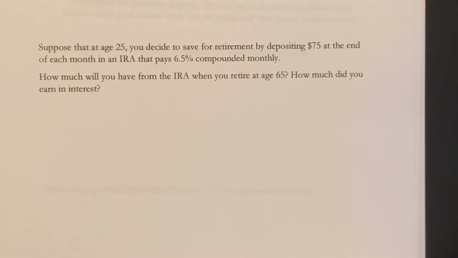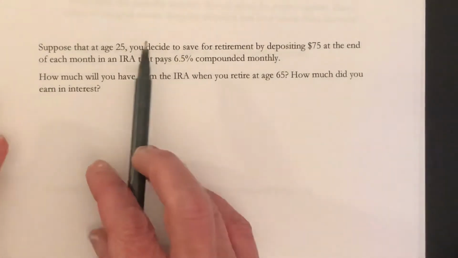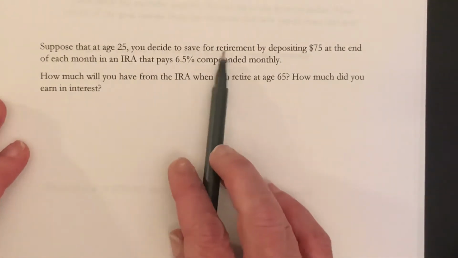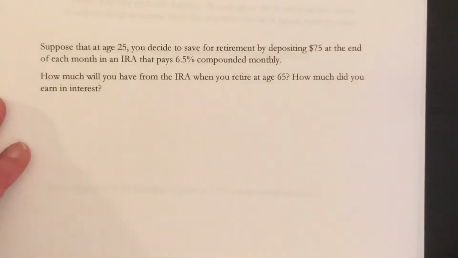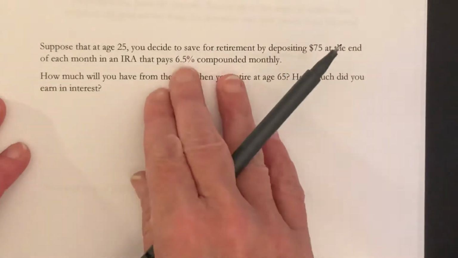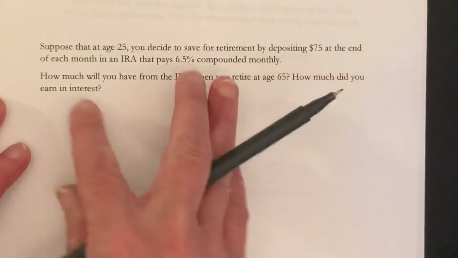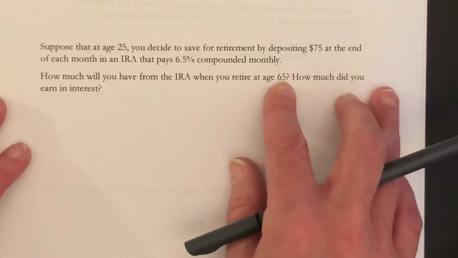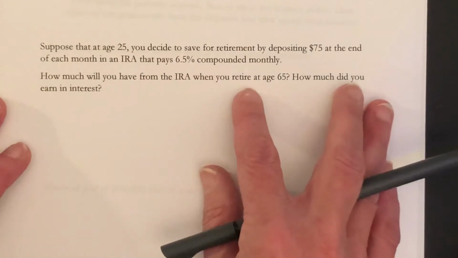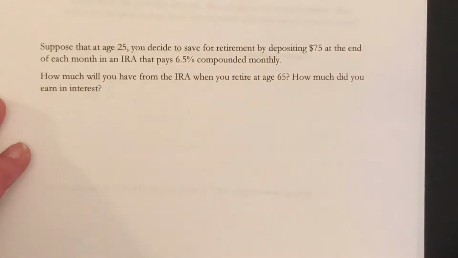This is part 4 of section 8.5. Suppose that at age 25, you decide to start saving for retirement by depositing $75 at the end of each month into an IRA that pays 6.5% compounded monthly. How much will you have from the IRA when you retire at 65, and how much did you earn in interest? So this is an annuity.